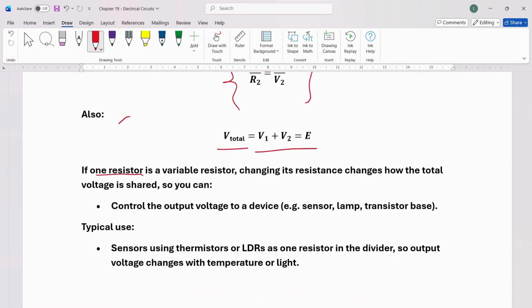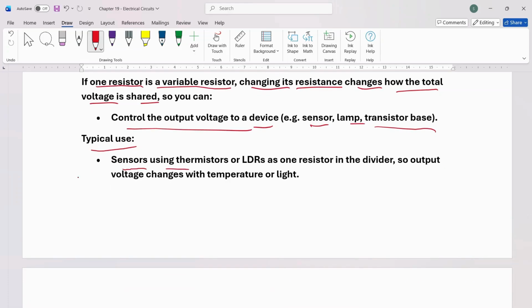If one resistor is a variable resistor, changing its resistance changes how the total voltage is shared. So you can control the output voltage to a device. Example: sensor, lamp, transistor base. Typical use: sensors using thermistors or LDRs as one resistor in the divider, so output voltage changes with temperature or light.